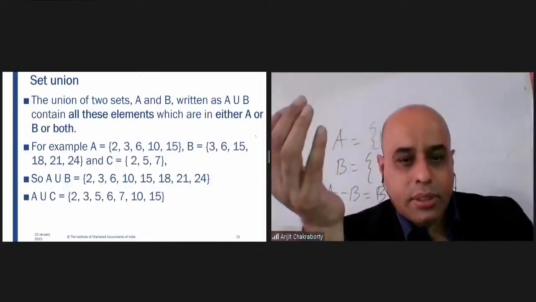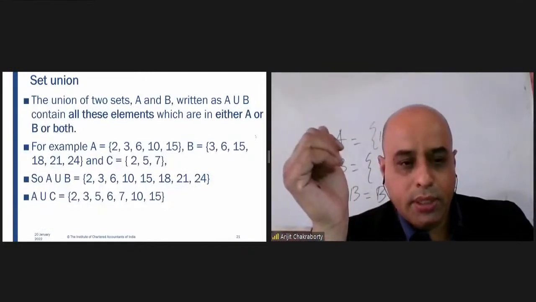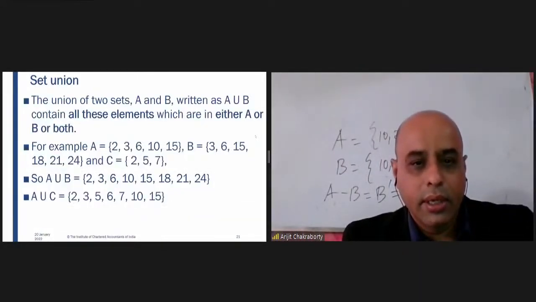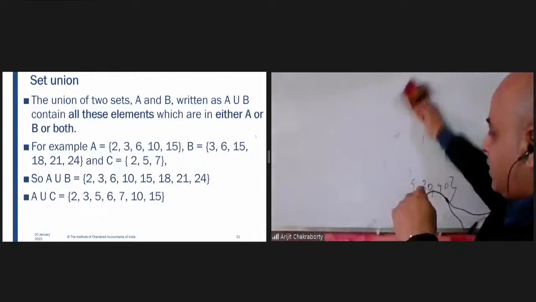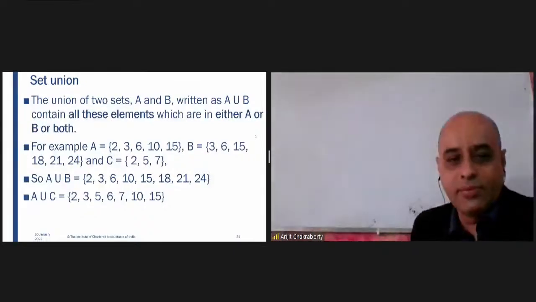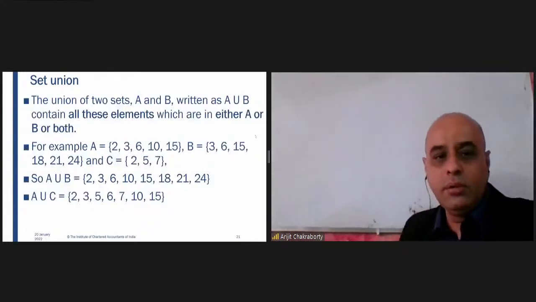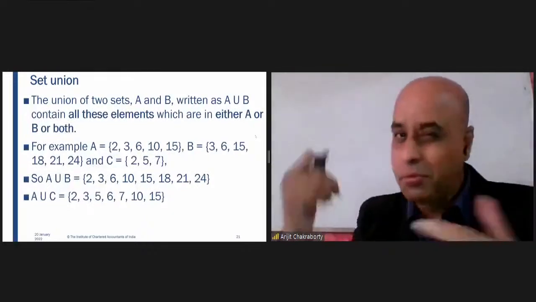So you have 2, 3, 6, 10, 15 will always be there, plus you have 5 and 7, 2 additional elements. And if I ask you what will be A intersection B, that is not done in this slide. So we will do it. A you can see from the slide, B also you can see from the slide. So let us find out A intersection B and A intersection C. I have done the union here in the slide. Intersection we will do now.